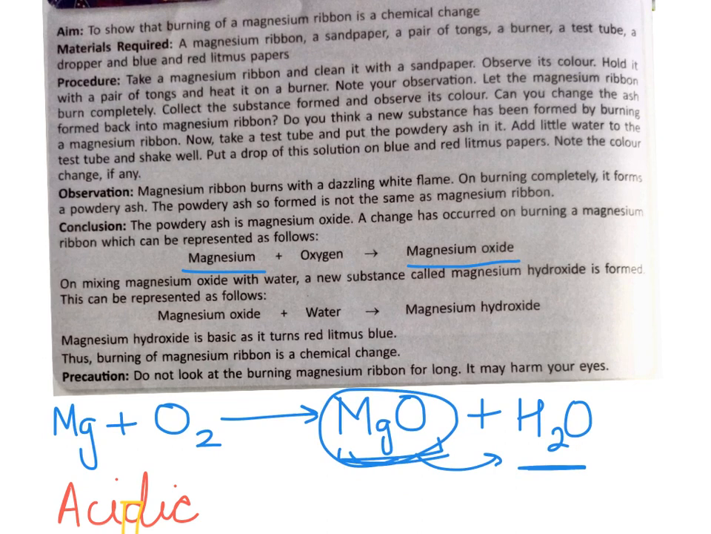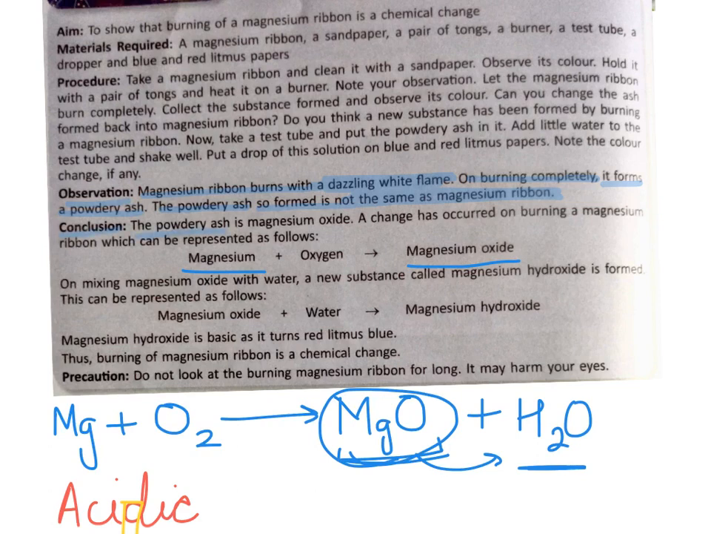Observation: magnesium ribbon burns with a dazzling white flame. It's a very brilliant white flame. On burning completely, it forms a powdery ash. The powdery ash so formed is not the same as the magnesium ribbon. So you know a new substance is formed here, which makes it a chemical change.